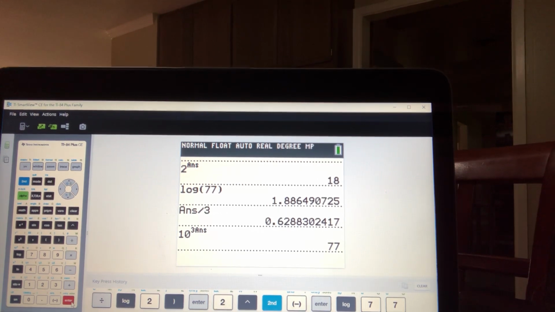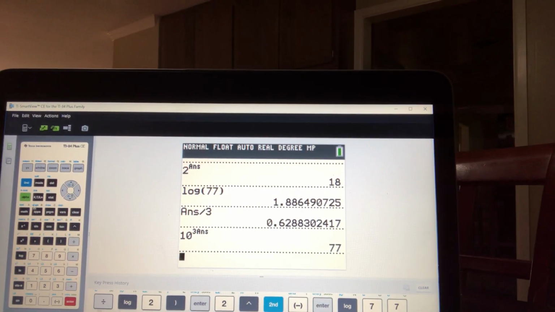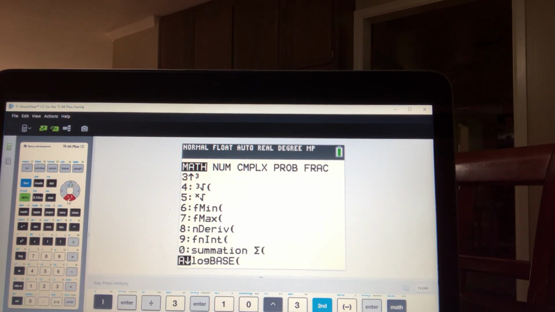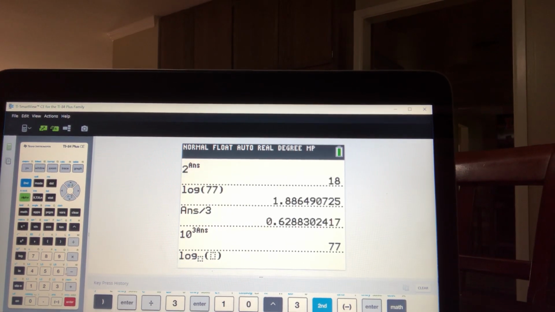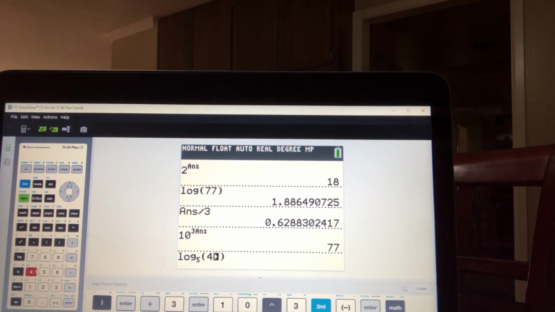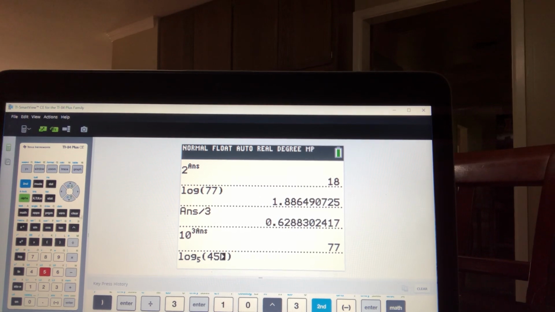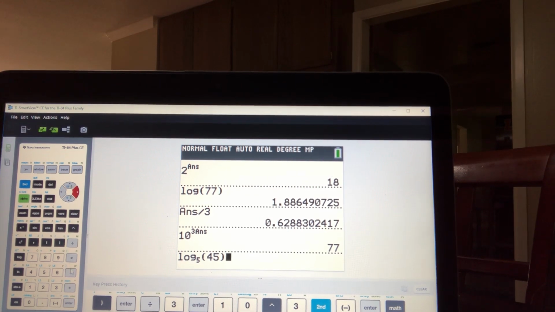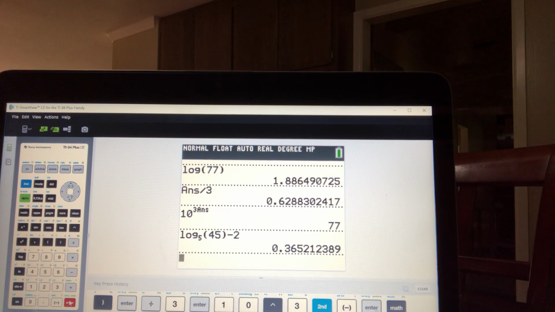Okay, so some of you have the choice to go to math and all the way down toward the bottom for log base. I'm going to go there. And you put a 5 for the base, and the 45 inside of the parentheses. And then out of the parentheses, make sure you're out of the parentheses, then put your minus 2. So this would be your answer. Rounded to the thousandths place would be 0.365.